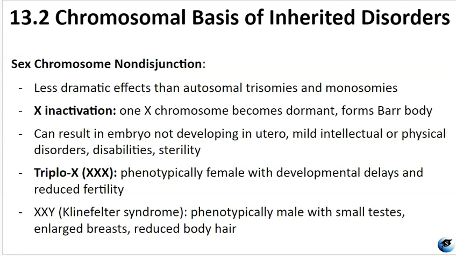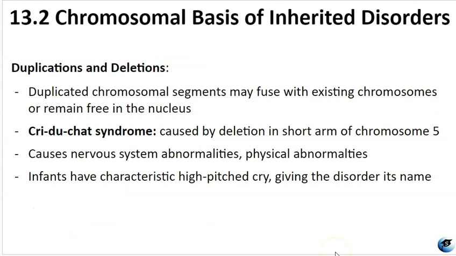Duplications and deletions are another type of chromosomal abnormality that can lead to offspring with abnormalities. Duplicated chromosomal segments may join existing chromosomes, or they might exist independently in the nucleus. Cri-du-chat syndrome is a notable example where a deletion of most of the small arm of chromosome 5 causes nervous system abnormalities and distinct physical features.